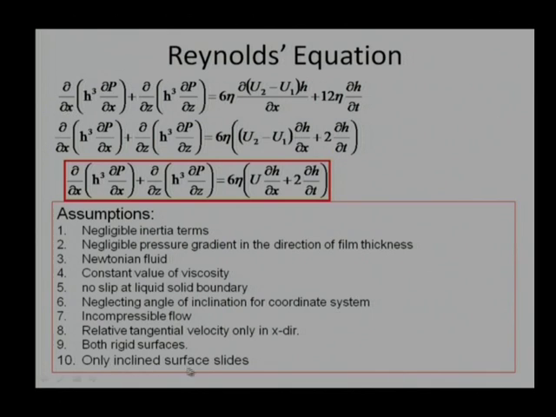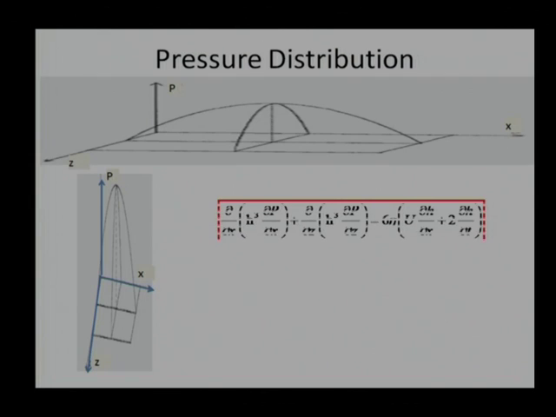So, that is a reasonably good assumption. And finally, we say that only the inclined surface slides. To simplify the situation, whatever the solution we can get first in x direction, then z direction, we can superimpose. So, that is not a very bad assumption, it can be made and we can get good results.